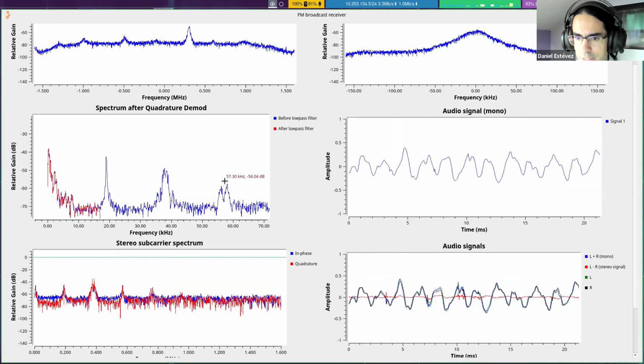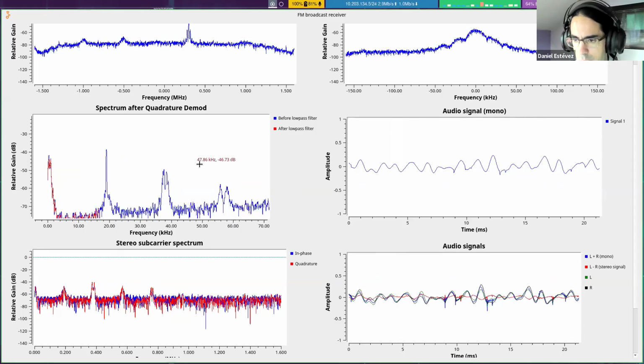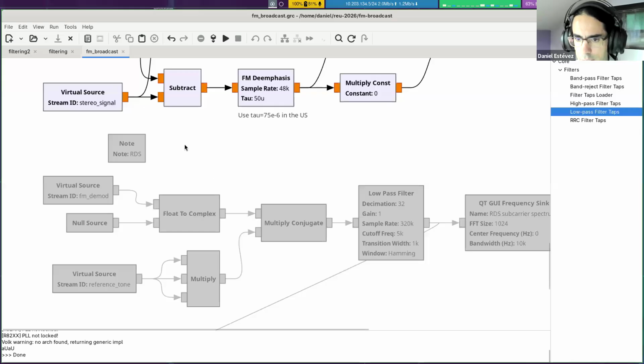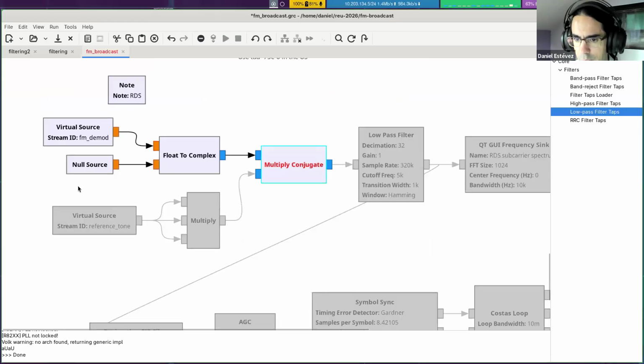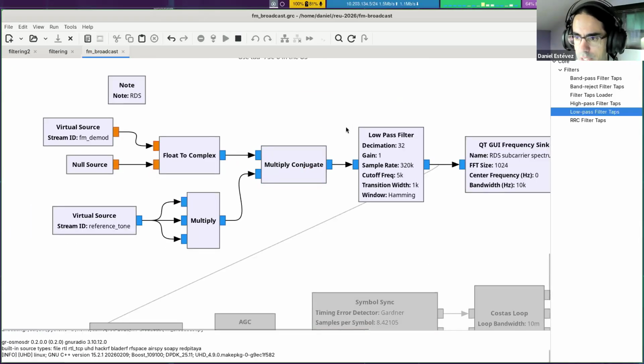The first step you might have guessed is multiply this tone by 3 and shift this down to baseband. So I have RDS, and that's what I'm going to do. I have my FM demodulated signal. I have my reference tone. I'm multiplying it by itself 3 times to increase the frequency by 3. And then I do multiply conjugate, and then I have a low pass filter. I'm running quickly, but the bandwidth of this has been adjusted to be slightly larger than the bandwidth of this RDS signal.